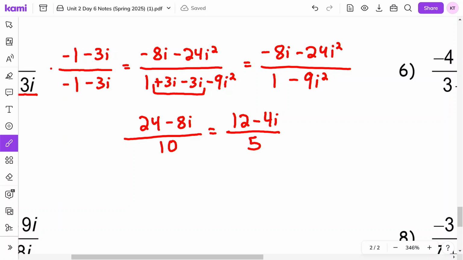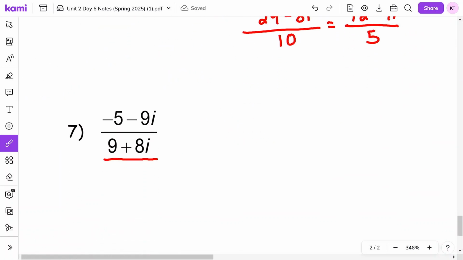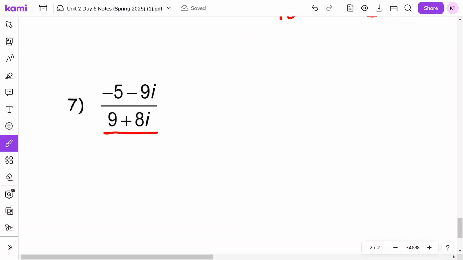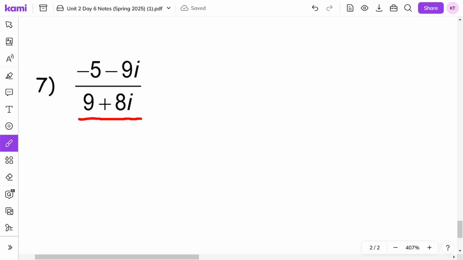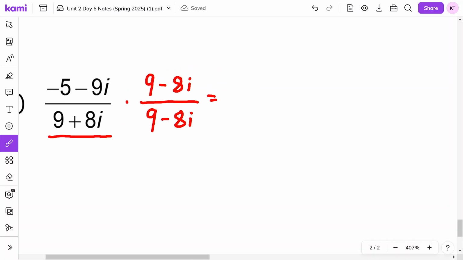All right. And then again, looking at our last example here, number 7, this one is also going to be a question where I'm going to multiply by the conjugate because I have two terms on my denominator. So this time, my conjugate of 9 plus 8i is going to be 9 minus 8i. So multiply my numerator and my denominator by each of those. And then again, I'm going to go ahead and multiply everything out.